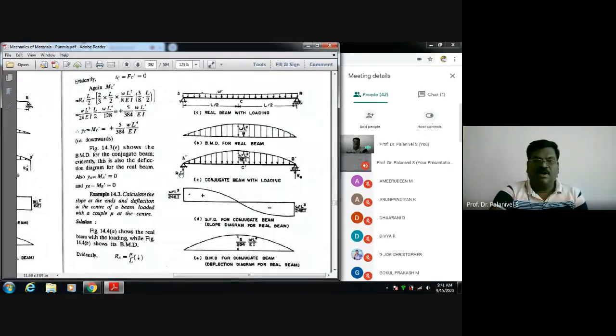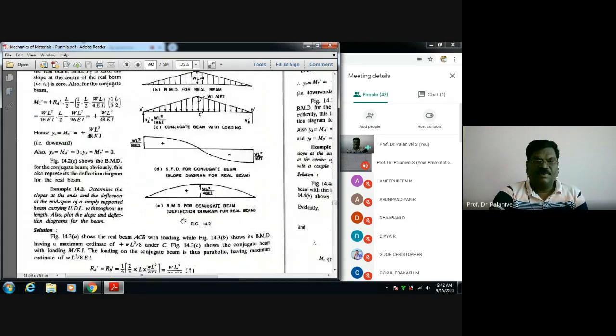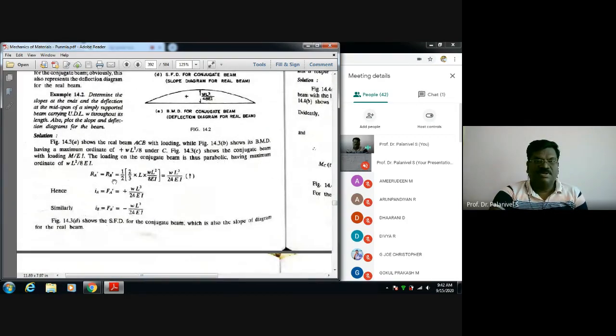So half of the load comes here; multiply that with the half. That means half into 2/3 into L into WL square by 8EI. Please, I will repeat: the support reaction here is half of the total load. That is why half into 2/3 into L into WL square by 8EI, which is WL cube by 24EI.